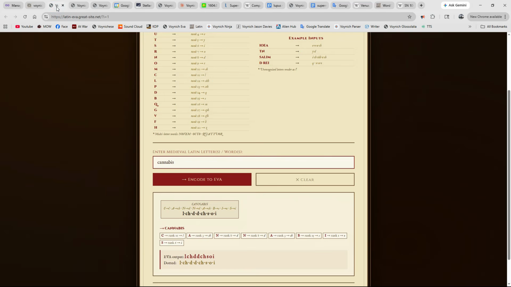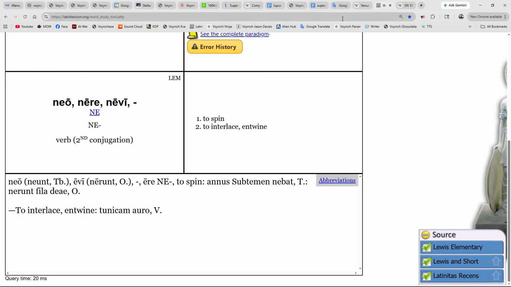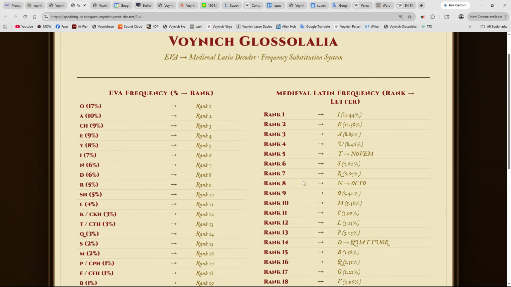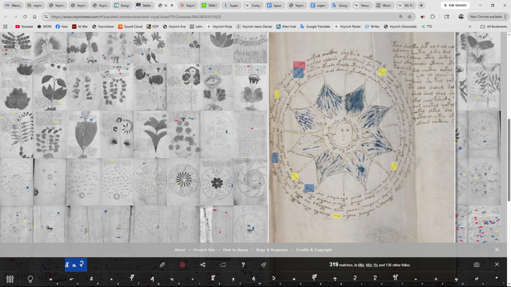Okay. Here's folio 70r2 with the entwined Jupiter, entwined Venus with Taurus horns. Folio 70r2, we have the word Neo for entwine with the N for octo, for octio. This is the word in Voynich glyphs.